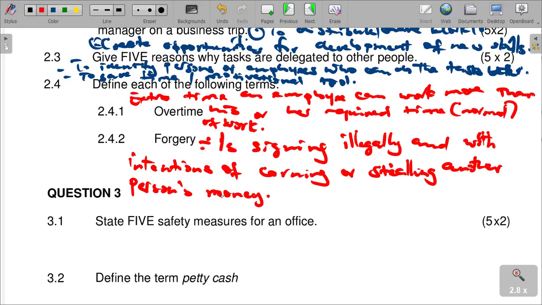When you talk about safety and security, you need to understand that within an organization, safety is one of the key requirements. That is why we talk about safety and security. So, state 5 safety measures for an office.